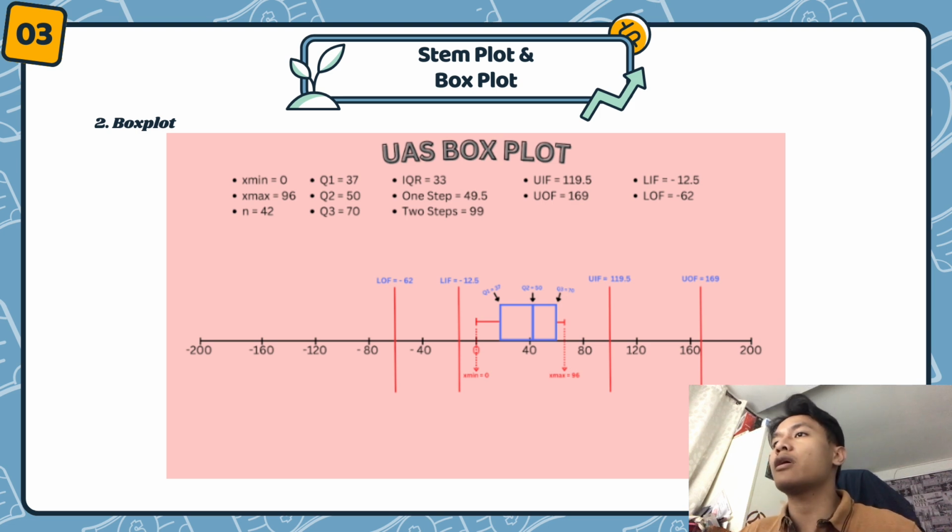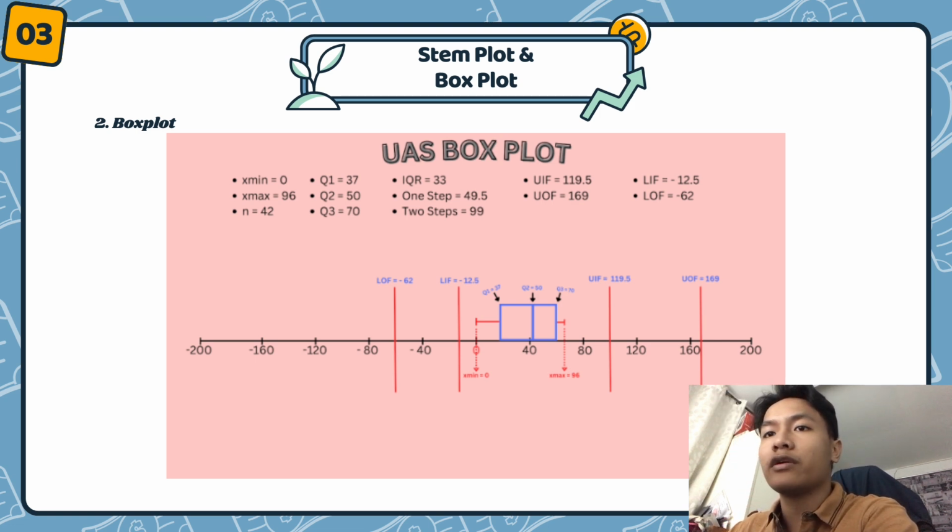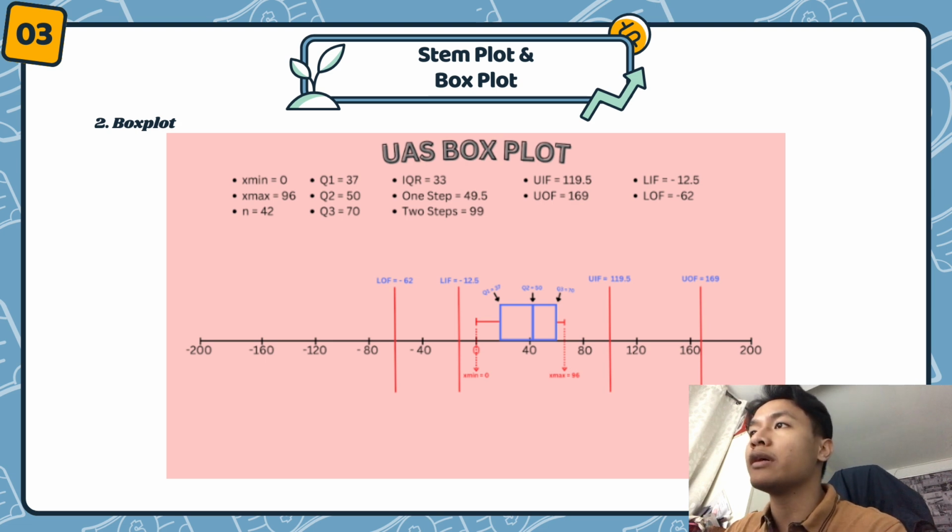And then for the IQR we got 33, one step we got 49.5, and then two step we get 99. And for the UIF we got 119.5, and then the UOF we got 169, and then the LIF we got minus 12.5, and then the LOF we got minus 62. And then this is the graph, or this is the stem plot.